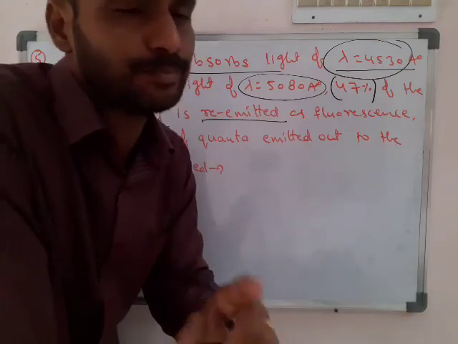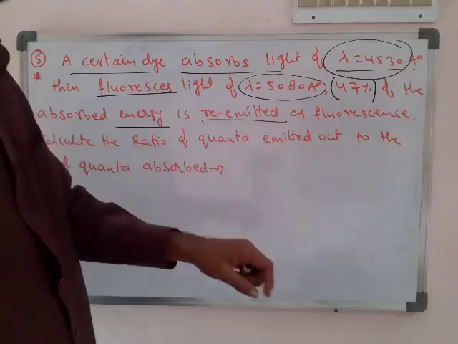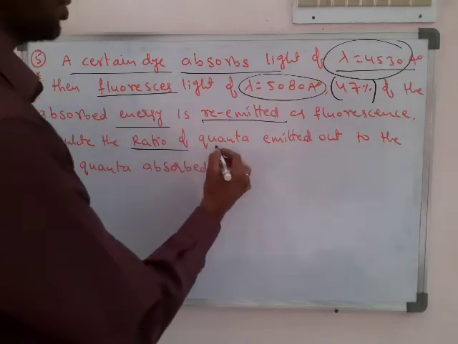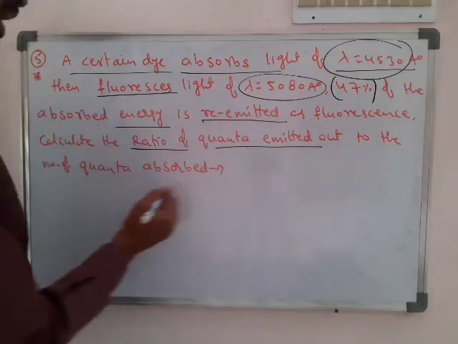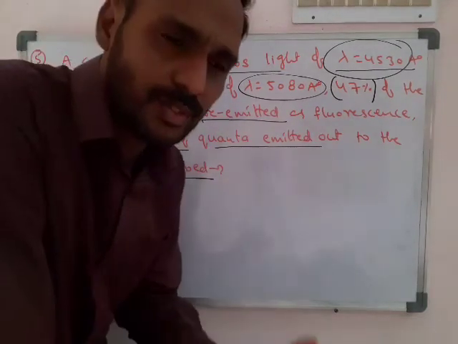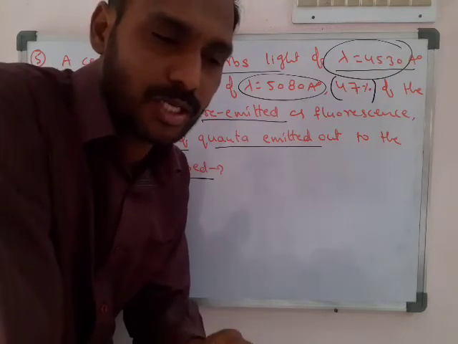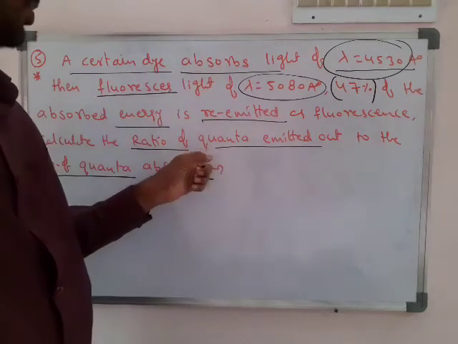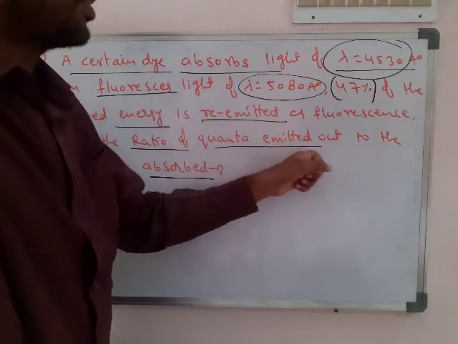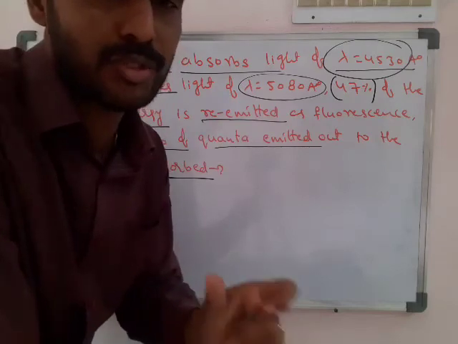Fluoresces means emitted. How much? 47% is emitted. So what is the frequency or wavelength of that emitted light? 5080 angstroms as fluorescence. So we have to calculate the ratio of quanta emitted out to the number of quanta absorbed. So we have to find the number of quanta. Quanta means small packets, which are photons. We have to find the ratio of quanta emitted to quanta absorbed.